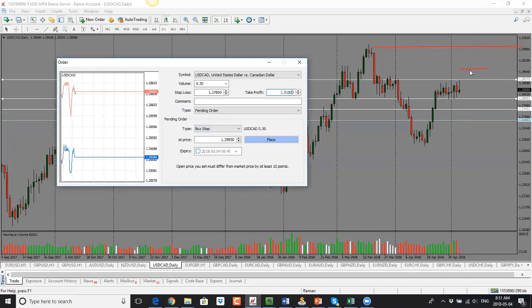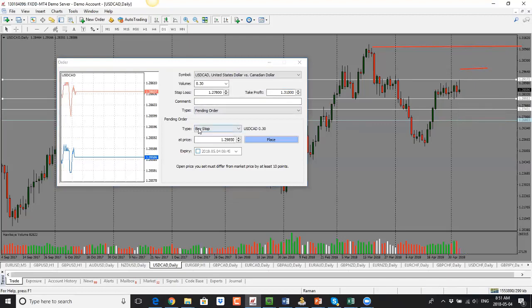So this is why we have to put it above our resistance level, allow enough room for all the other stops that are accumulated here. So that's what we'll do. We'll buy here. So we are buying above the current market price, and we are going to take our profit all the way up here because we are expecting price to continue.